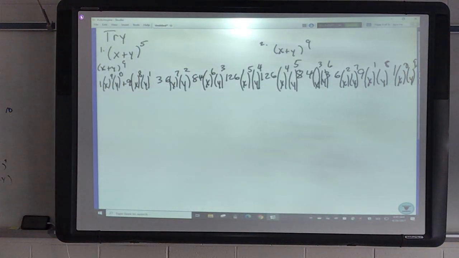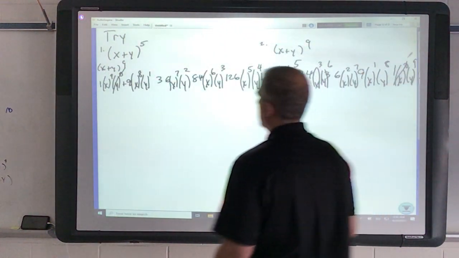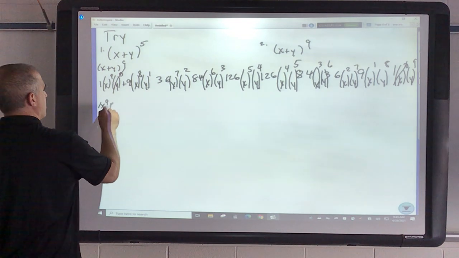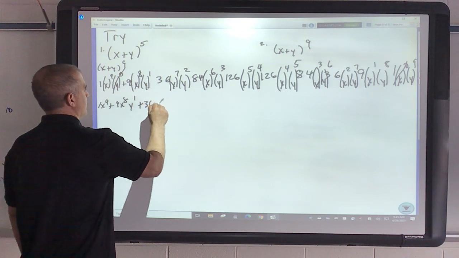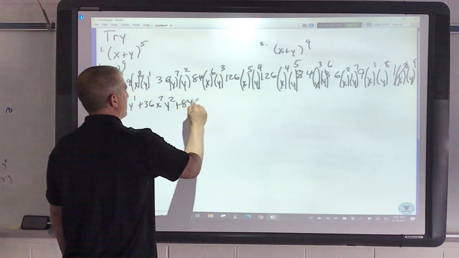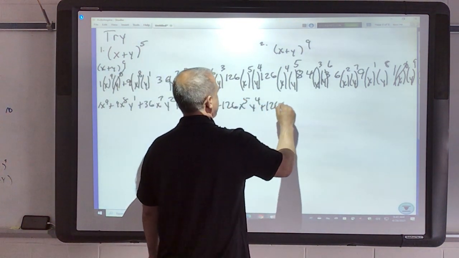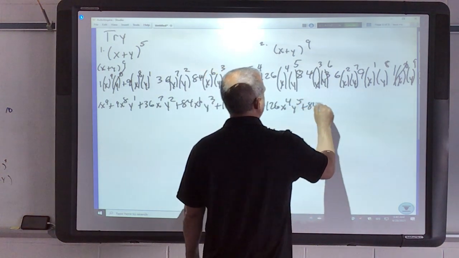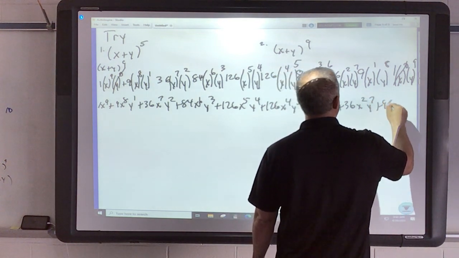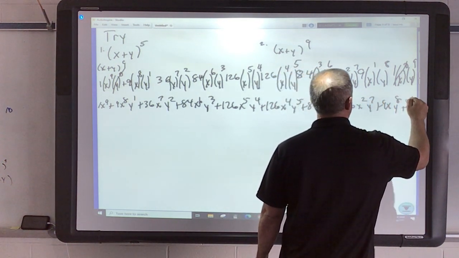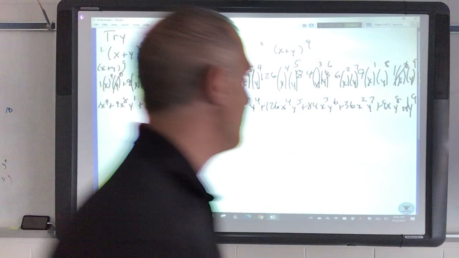Because I know when I get to the end that it's got to be the 0. So let's cross off the 0 parts. Okay, so this would be 1x to the 9th plus 9x to the 8th y, 36 x to the 7th y squared, 84 x to the 6th y cubed, 126 x to the 5th y to the 4th, 126 x to the 4th y to the 5th, 84 x cubed y to the 6th, 36 x squared y to the 7th, 9x y to the 8th plus 1 y to the 9th. Okay, so that's the expansion. Hopefully you can see that on your screen.